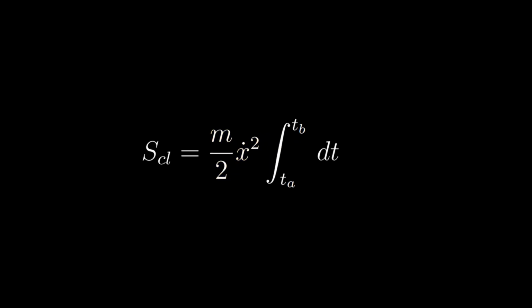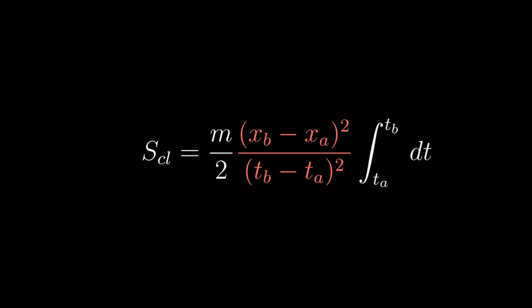Next, just like in classical mechanics, velocity is defined as the change in distance divided by the change in time. The change in distance is the difference between x sub b and x sub a, while the change in time is the difference between t sub b and t sub a. That gives us this formula for the velocity, which we can plug into our expression for the action.